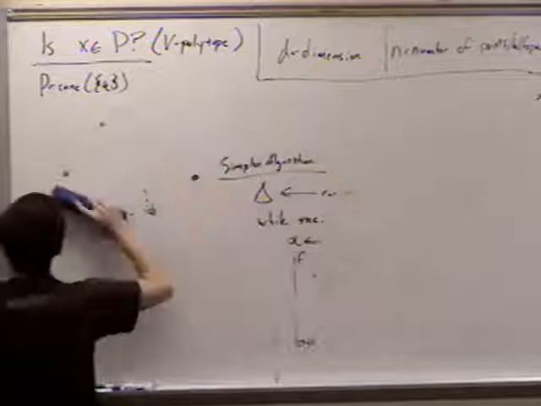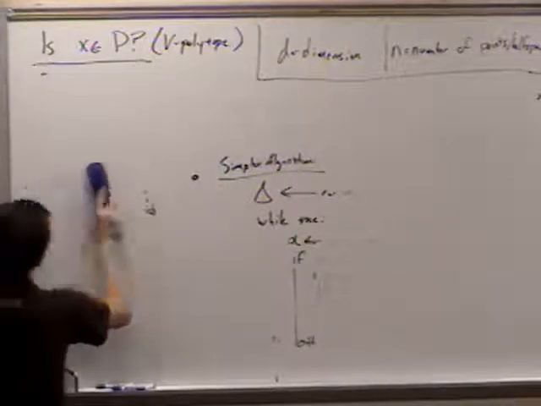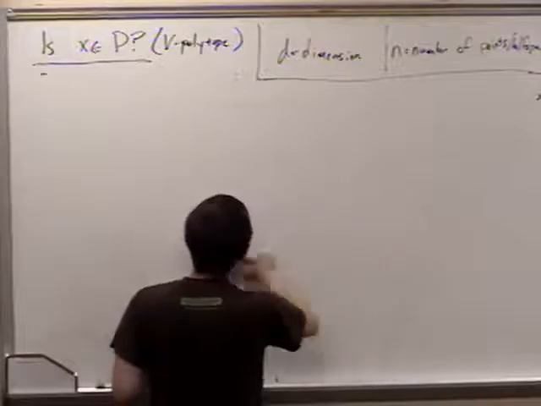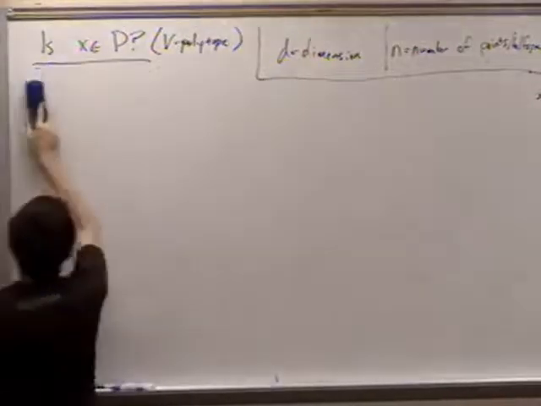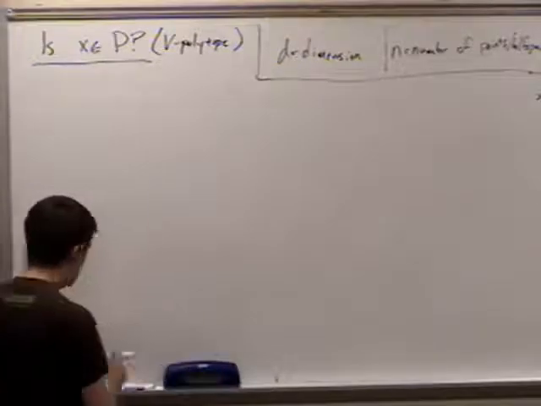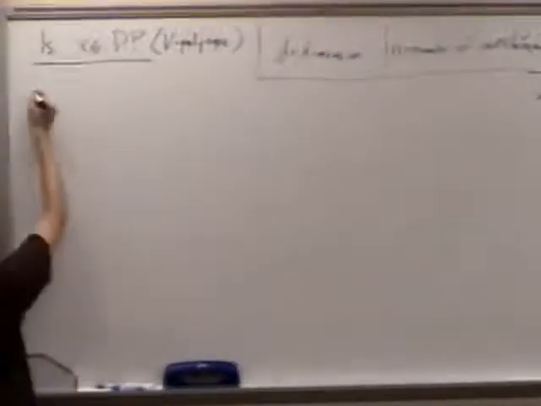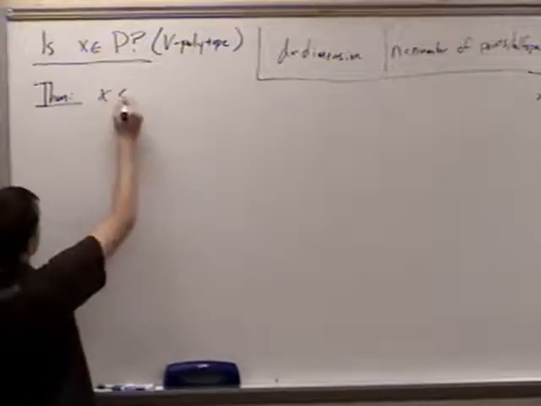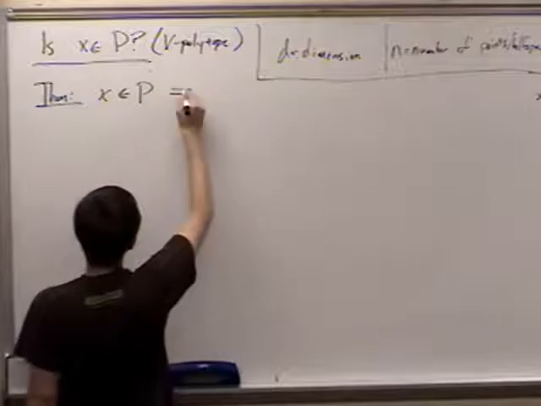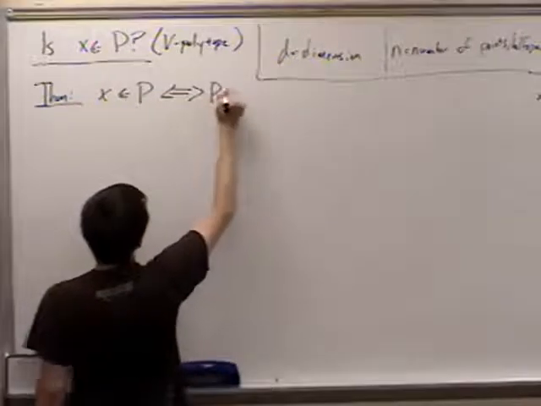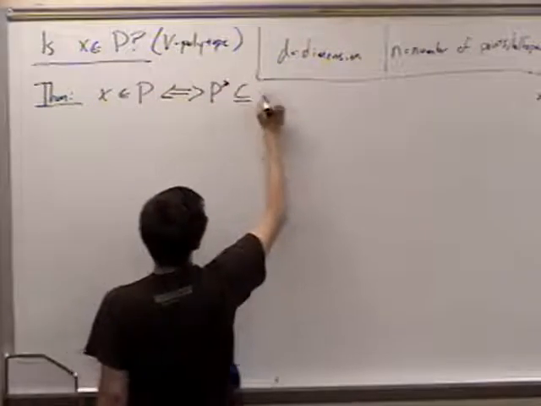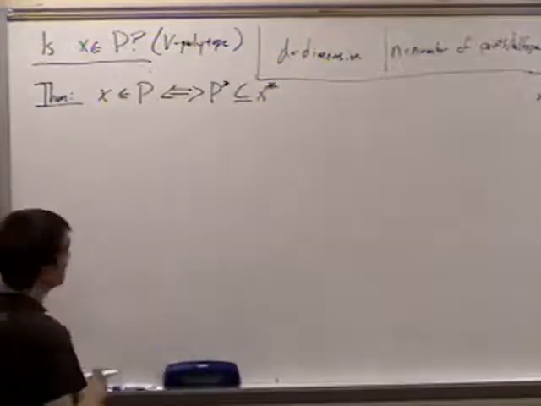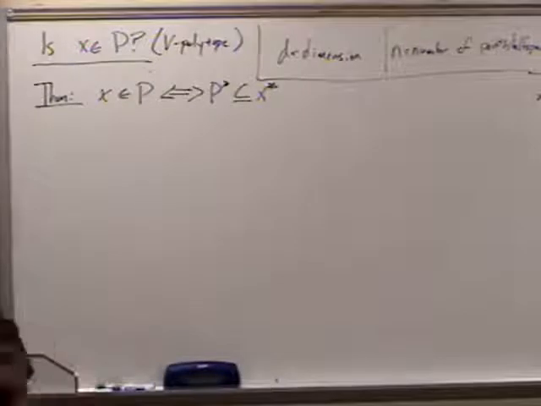So let's start out, again, with this problem for V-polytopes and consider the dual version of this problem that we're trying to solve up here. So this is a theorem. We'll say that a point x is contained in P if and only if the dual of the polytope is contained inside the dual half space represented by that point. Right? So what does this mean, and how do we actually interpret this?